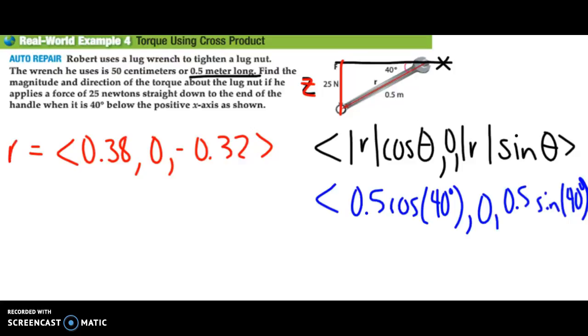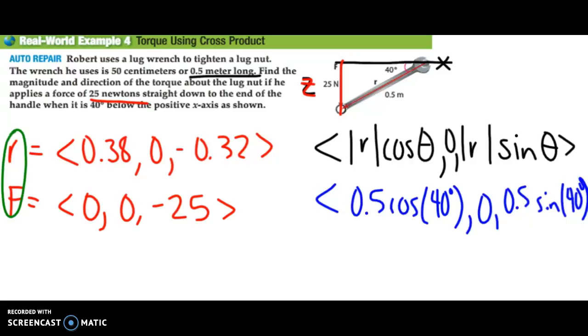Now the next thing we needed to find was F, the force. Well, they tell us that the force is 25 newtons. That's the number we haven't used yet. So we're going to say there's nothing on the x-axis, notice it's all on the z, nothing on the y-axis, and negative 25 in the z-axis. And so to find our torque, we have to find the cross product between r and F.